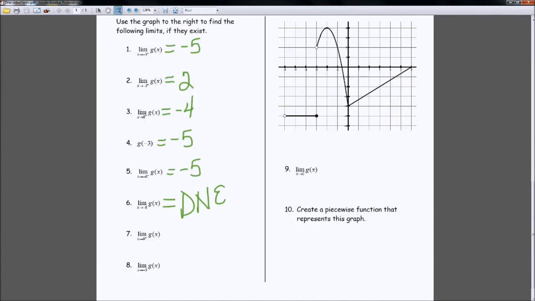Erase that out. Number 7 asks us to look at 0 from the right-hand side. So let's go back to our graph, and we're going to come into x equals 0 from the right-hand side, and I hope you notice that we're approaching what looks like -4, and so we can go ahead and write -4.